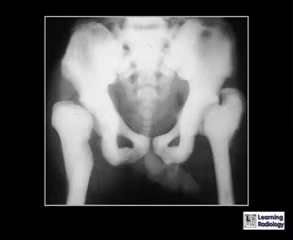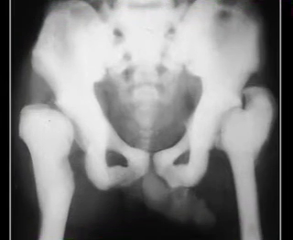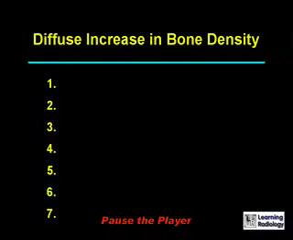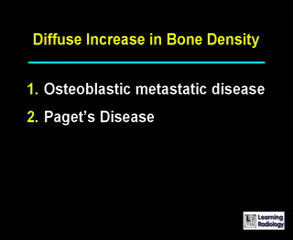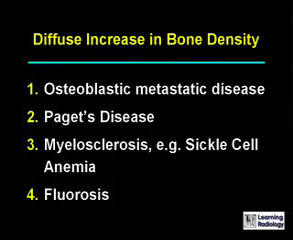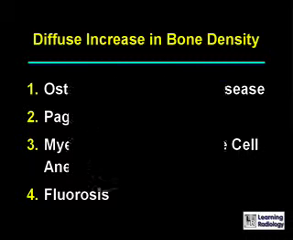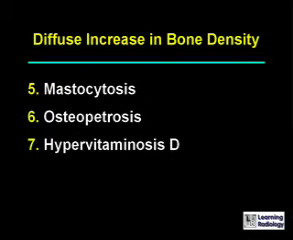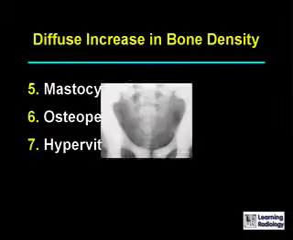This is the first case. Pause the player. The differential is diffuse increase in bone density. There are 7 major causes. Pause the player. The causes for diffuse increase in bone density include osteoblastic metastatic disease, Paget's disease, myelosclerosis, such as seen in sickle cell anemia, fluorosis, mastocytosis, osteopetrosis, and hypervitaminosis D.